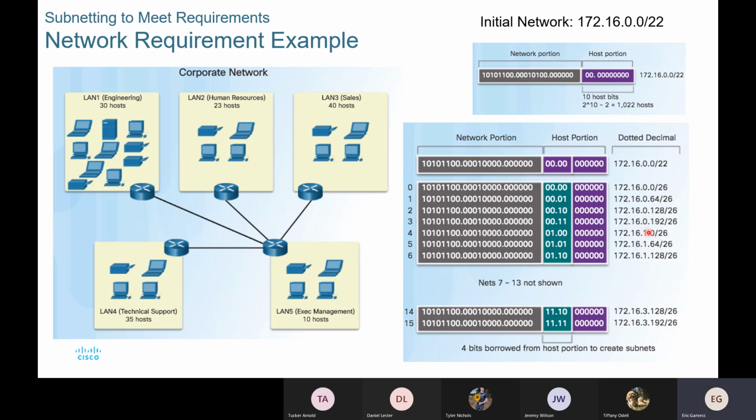And I keep going. 0 plus 64 will be 64. 64 plus 64 will be 128. So then we have 192. Then we have 2.0. Then 2.64. Then 2.128. Then 2.192. Then we have 3.0. All of them are not shown here, no? Then we have 3.64. Then we have 3.128, which is shown here. And then we have 3.192. This will be the last subnet. So we have all these subnets.